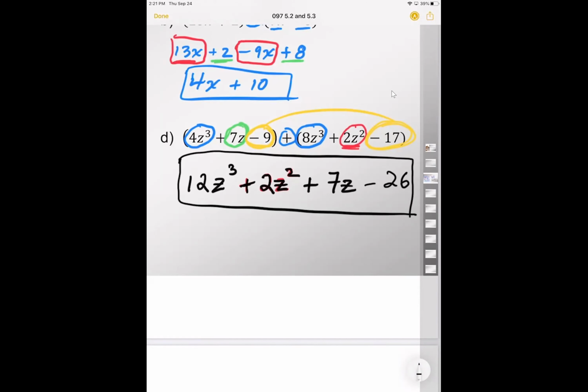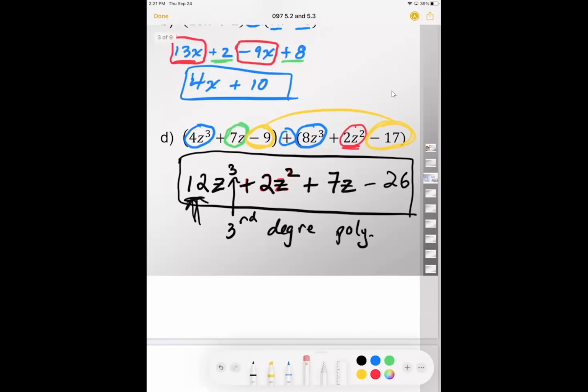And as you can see, this thing here is a third degree polynomial, right? The highest degree is this item here. The highest degree, we say that this is the third degree polynomial, okay? And the leading coefficient will be 12. That will be your leading coefficient. It's not the biggest number, it's just the number in front of the biggest degree. That will be your leading coefficient, okay?